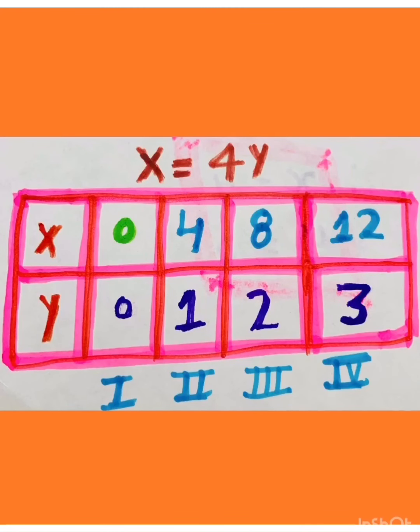Now I will mention all these values in the form of box as shown on your screen. I will put the values of x 0, 4, 8 and 12 and value of y 0, 1, 2, 3. On putting value of y 0, I have found the value of x equal to 0. On putting y is equal to 1, I have found the value of x equal to 4. On putting y is equal to 2, I have found the value of x equal to 8. On putting y is equal to 3, I have found the value of x equal to 12. So these are our 4 solutions of the given equation x equal to 4y.